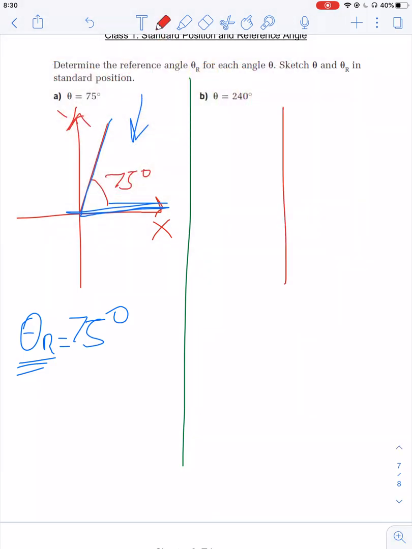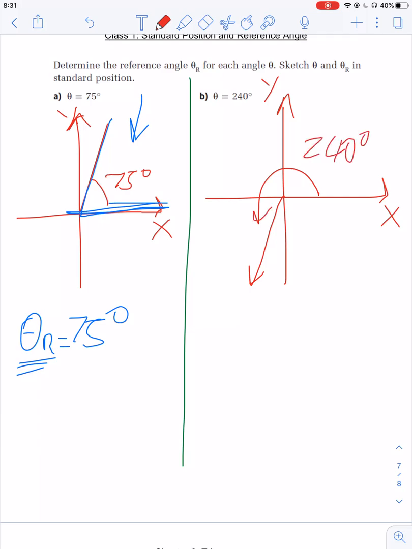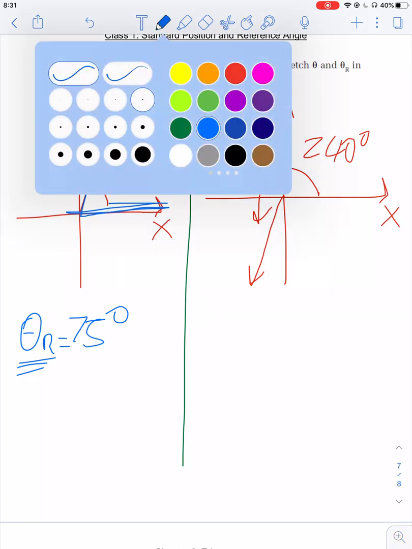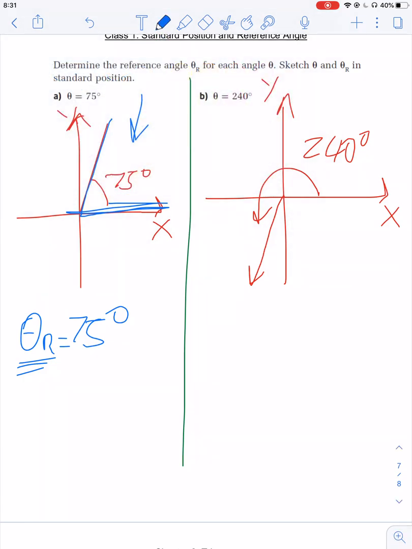So 240 degrees. This is x, that is y, 240. So that's 180, and then it's very close to 270, right? It's just 30 less. So maybe something like this, okay? So this over here, guys, starts from here all the way there, 240 degrees. This is your standard position angle, right? But remember that your reference angle has to be between the x-axis and the terminal arm, and it has to be acute, okay? So we're talking about this angle over here, okay?